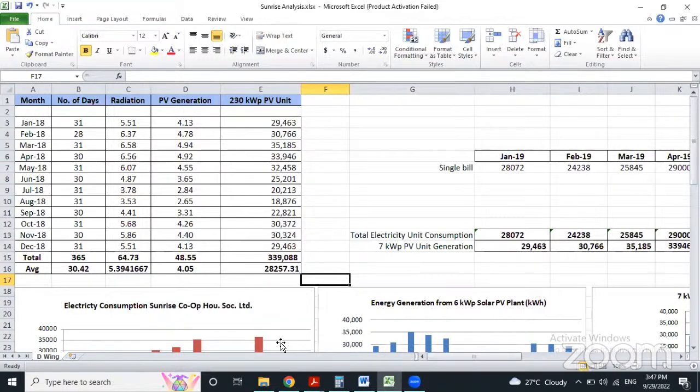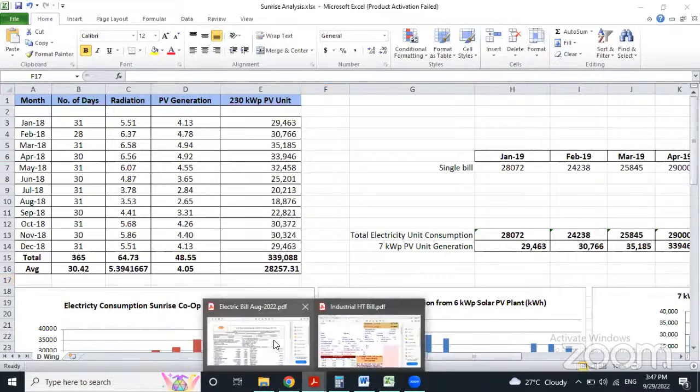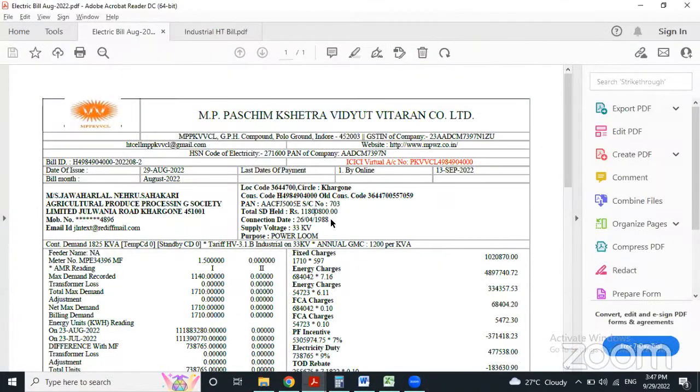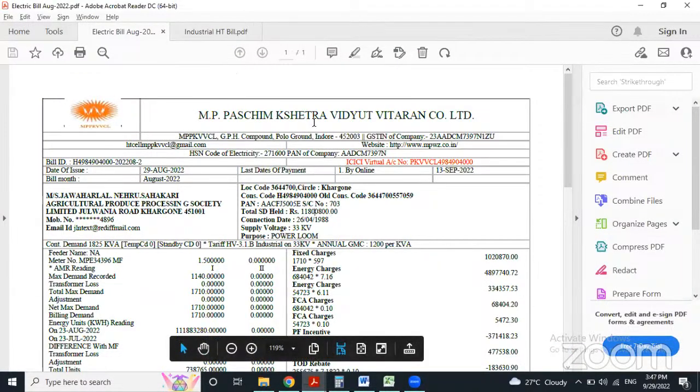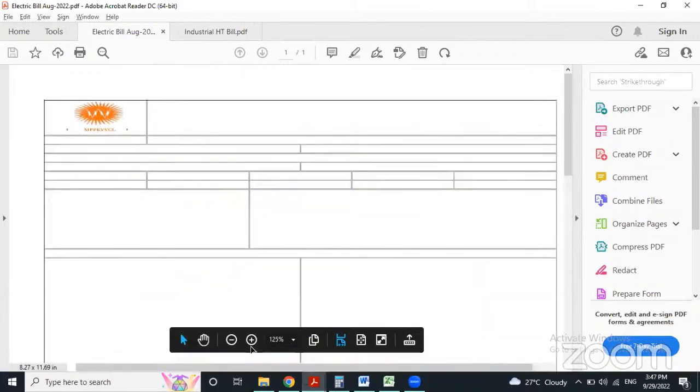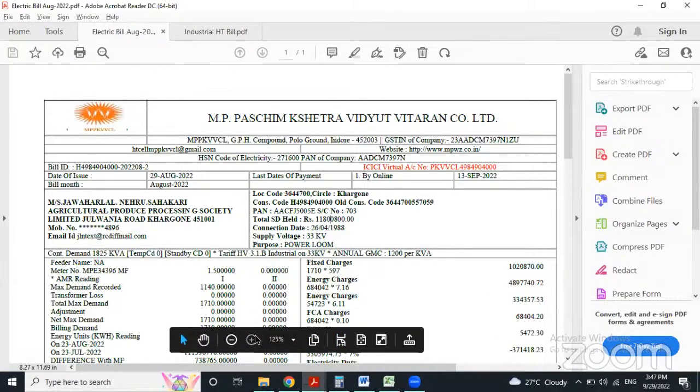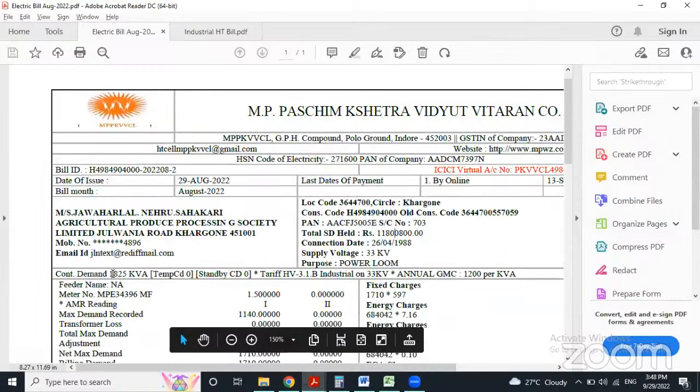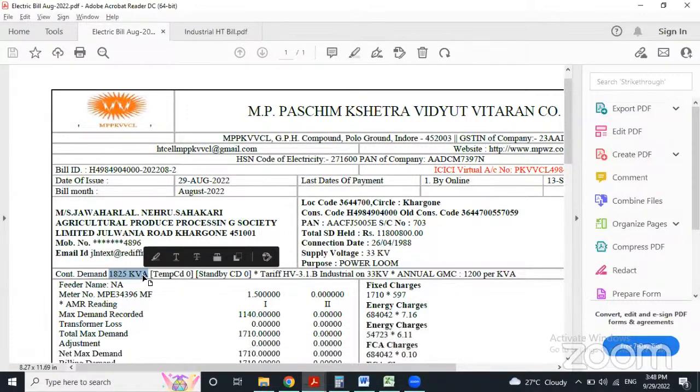Okay, coming to that particular Madhya Pradesh bill, I'll come to that, and then we'll close it. In this bill, you have a total contract demand of 1825 kVA only. So this is the maximum you can install. The consumption demands more than that, but because of the contract demand policy, you cannot install 5 megawatt here. So that is the problem.